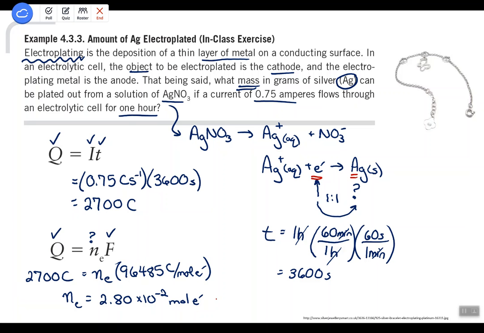So because of this 1-to-1 molar ratio, I can simply say that the number of moles of electrons that I calculated is also the number of moles of solid silver that would be produced. If it wasn't a 1-to-1 molar ratio, I'd need to do an extra step. Well, I now need to convert the number of moles of silver into the mass of silver. And we can do this by looking up the molar mass on the periodic table.